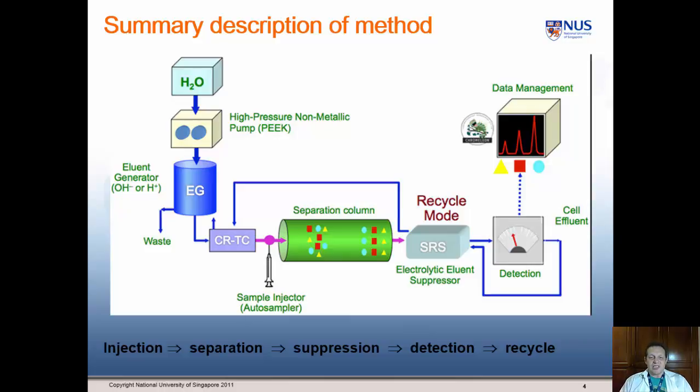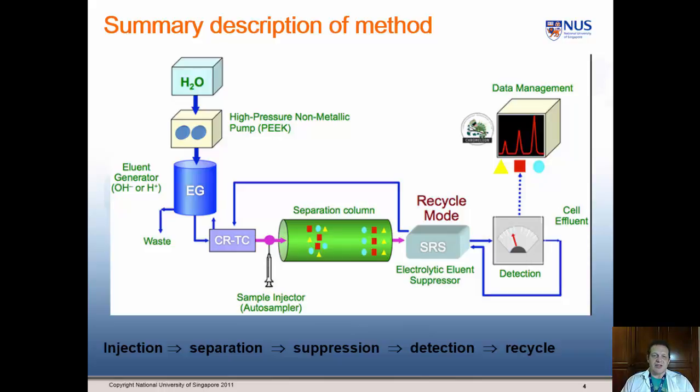We then get to injection, and the separation takes place on a column, rather like HPLC, except this column is composed of an ion exchange resin bed. After the separated sample stream, with the ions separated, leaves the column, it goes through suppression, where the background conductivity of the eluent is suppressed, and then goes through the detector, and we have the various data outputs.